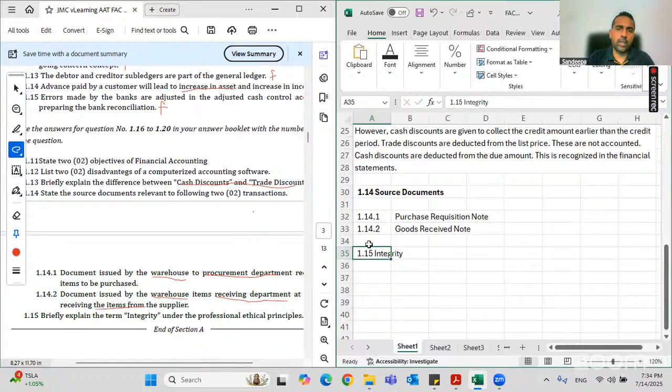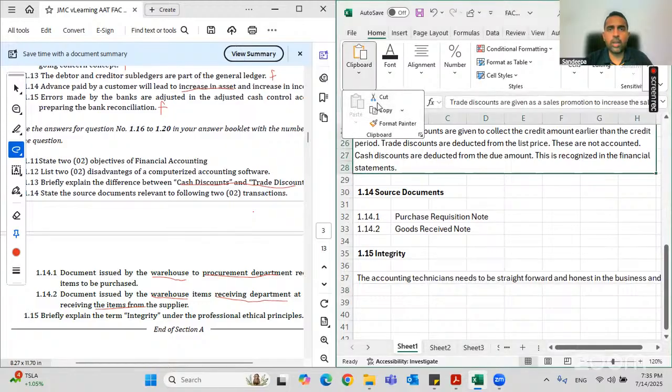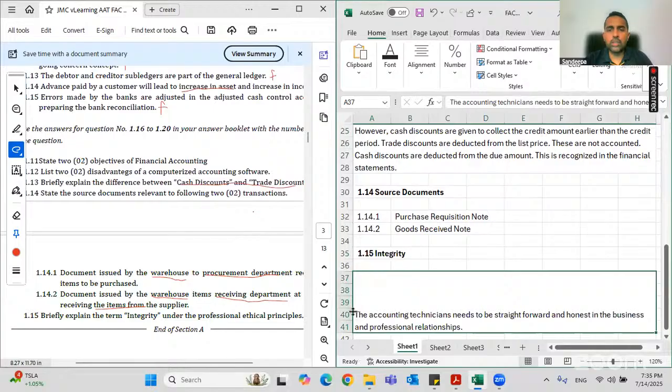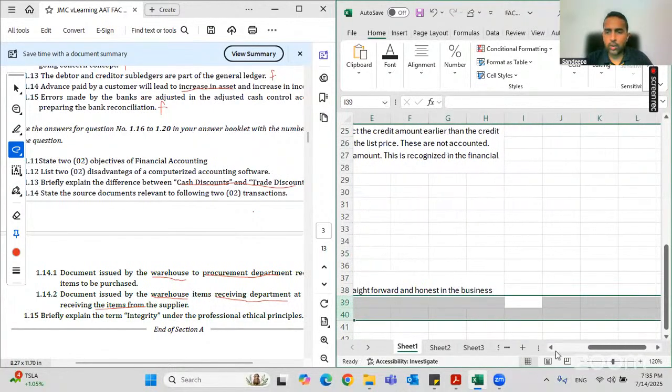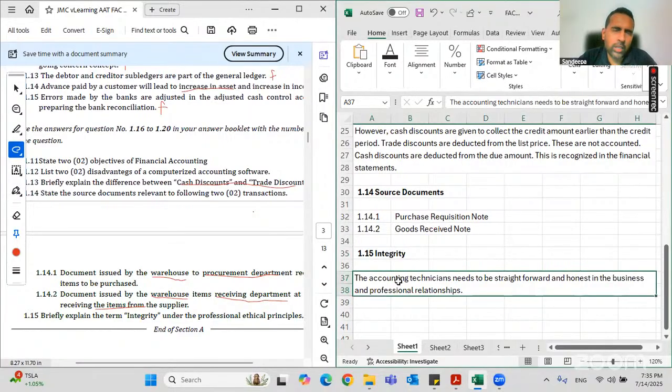Integrity simply means the accounting technicians, that means you, need to be straightforward and honest in their business and professional relationships. So we have to be straightforward and honest in our business and professional relationships. Right. Integrity means being honest. You have to be very straightforward and honest in your business and professional relationships.